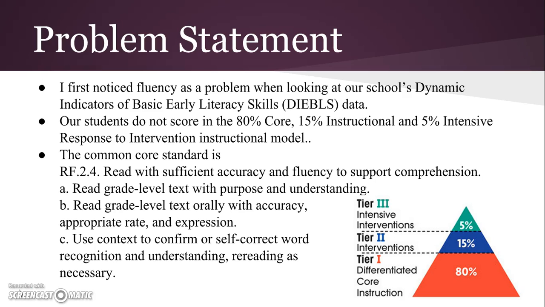The Common Core standard that we were looking at is RF 2.4: read with sufficient accuracy and fluency to support comprehension. Through this, you'll read grade level text with purpose and understanding. That grade level text you will read orally with accuracy, appropriate rate, and expression, and we're going to use the context to confirm or self-correct word recognition and understanding, rereading as necessary.